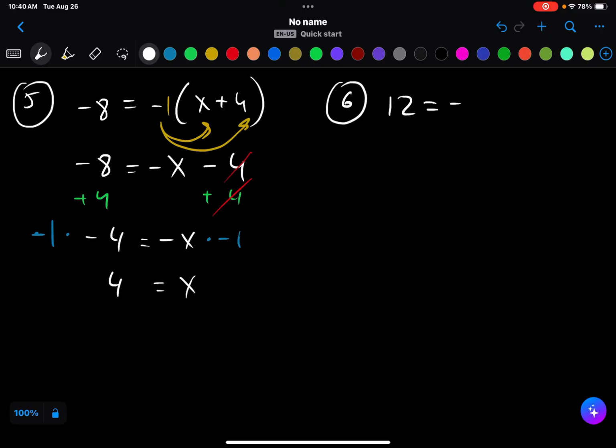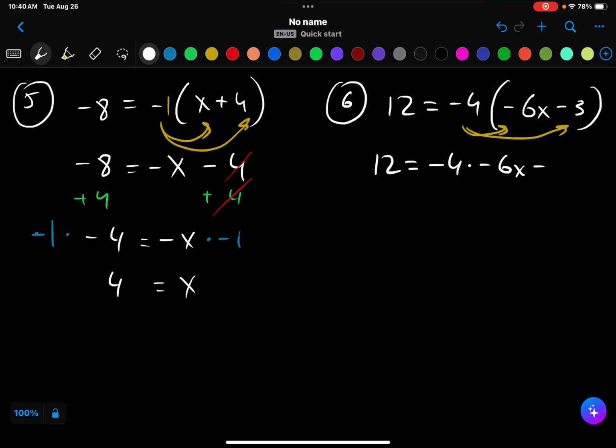12 equals -4 times the parenthesis, which has a -6x minus 3. PEMDAS, always first. Let's get that parenthesis opened up. So it's going to be 12 equals -4 times -6x, and then -4 times -3. All right, let's do our 2 multiplications. It'll be 12 equals 24x, positive 24x, plus 12.